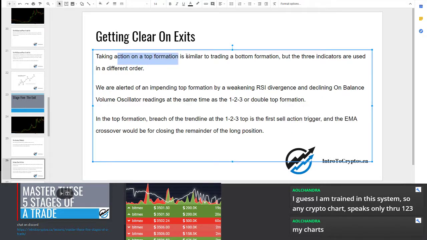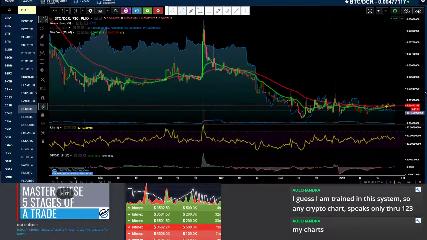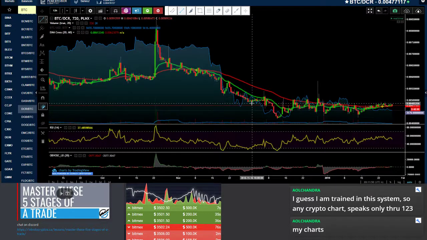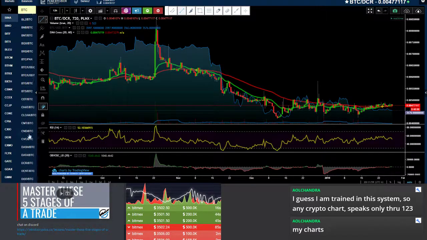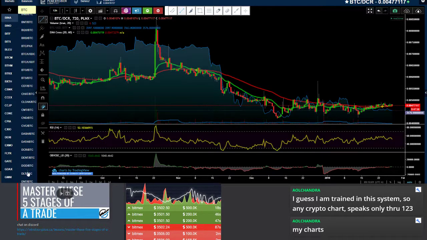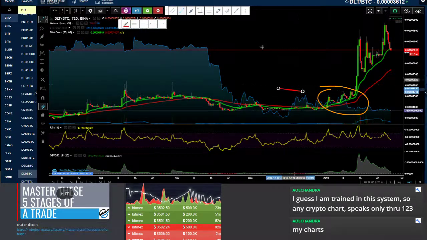So taking action on a top formation is similar to a bottom formation, but the 3 indicators are used in a different order. And I'm going to go to some live charts to show that, because now we have some bottom formations that are in place. I'll go to Binance. And let's go to DLT.